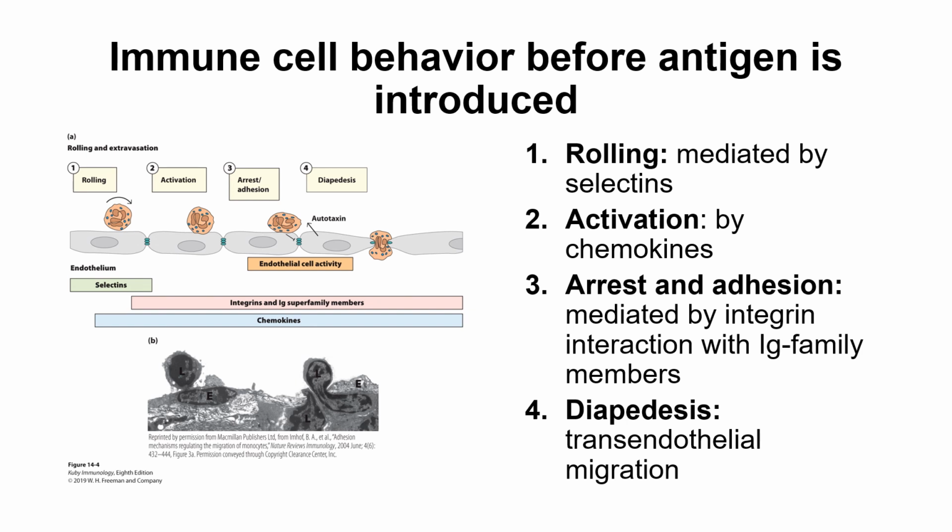So as the cells get pushed through the bloodstream by normal blood flow, the first stage of this process is rolling, where the cells form brief temporary attachments with the endothelial cells lining the blood vessels. Activation by chemokines is step 2. Arrest, or stopping the rolling, and adhesion is mediated by integral interactions with immunoglobulin family members. So the first rolling part, those temporary interactions, are selectins, and the arrest and adhesion is really driven by integrins. So 2 different classes of cell adhesion molecules are important for this process.